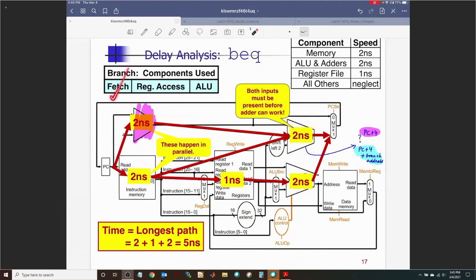So that's fetch, register, ALU, 2 plus 1 plus 1. And in the other path, you have 2, and then data has to be there, right? So that's 2 and then 2 right here. There is a discrepancy. So you would not take the shortest time, because you have to wait over here for the other side to be available, you would consider the longest path, which is 2 plus 1 plus 2. So 5 nanoseconds for branch instruction. No need to do memory access, no need to do register file writing.